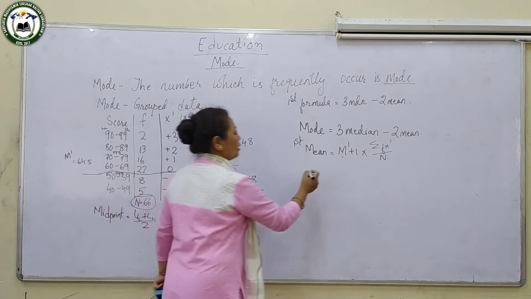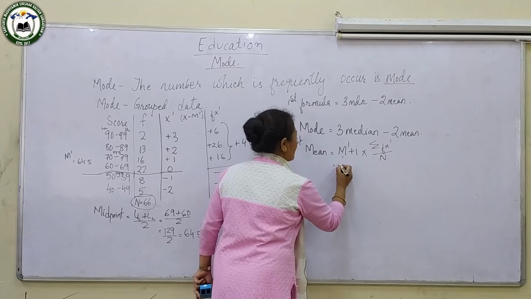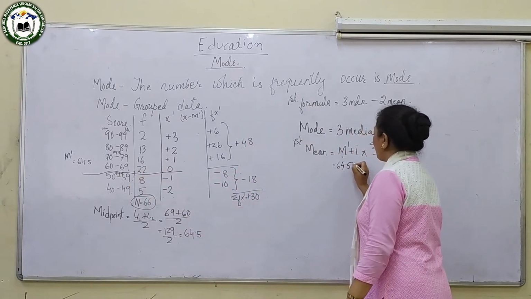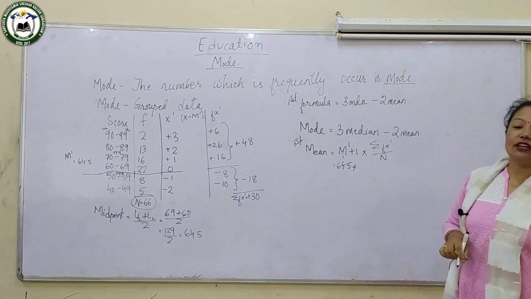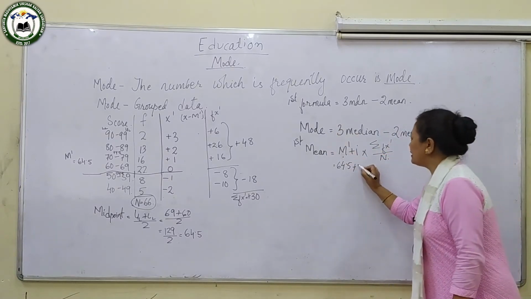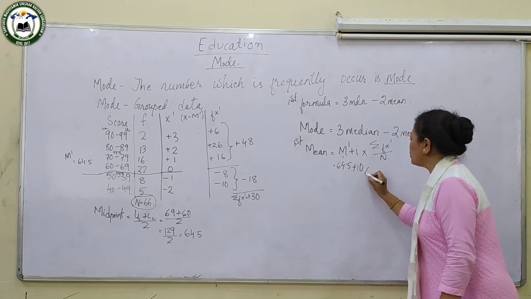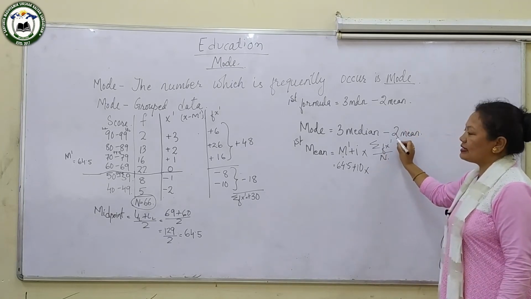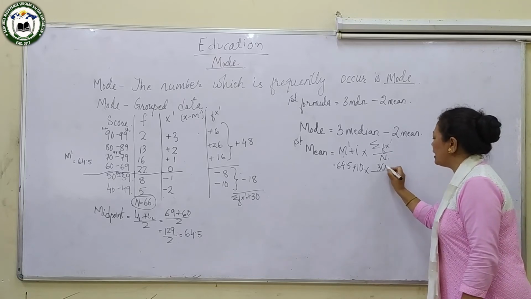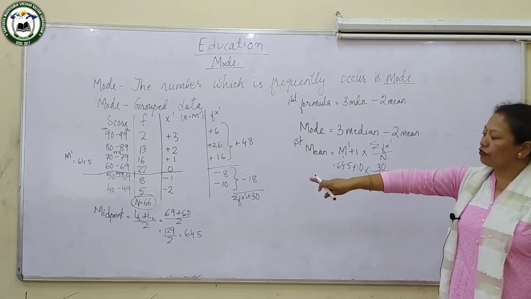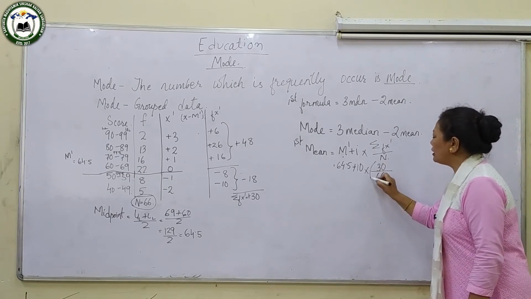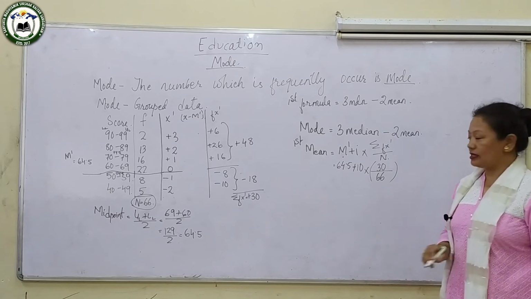Now apply over here. M dash is my 64.5 plus. What is the interval? What is the gap between the two scores? That is 10. Into sigma fx dash. What is my sigma fx dash? That is 30 divided by the number of scores, 66. So put this one in a bracket.